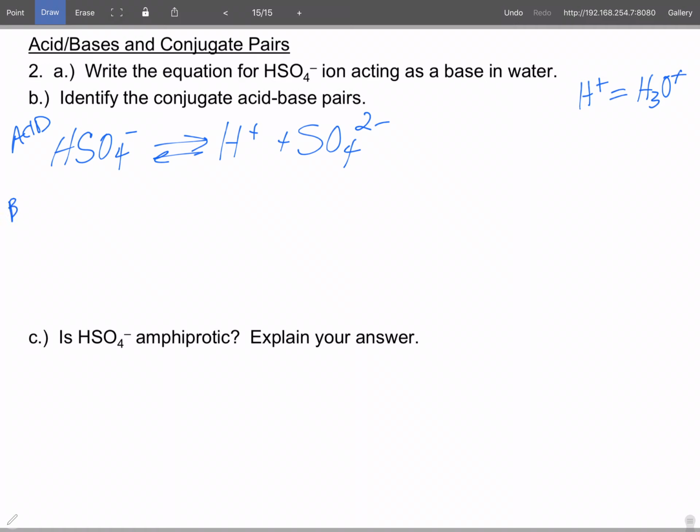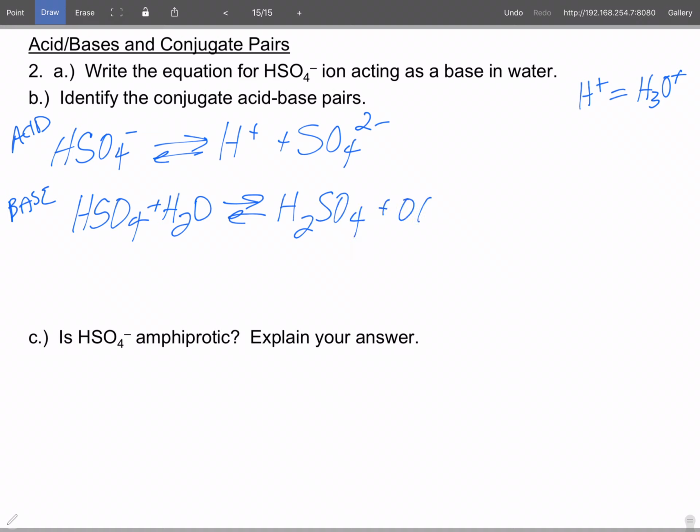So when it acts as the base, it's going to pick up a proton. And notice when it acts as a base, you have to have water present to gain the proton. So you have H2SO4 plus OH minus. So the question is, is HSO4 minus amphiprotic? So, yes or no? Okay, no. Wait, what? But you do that.